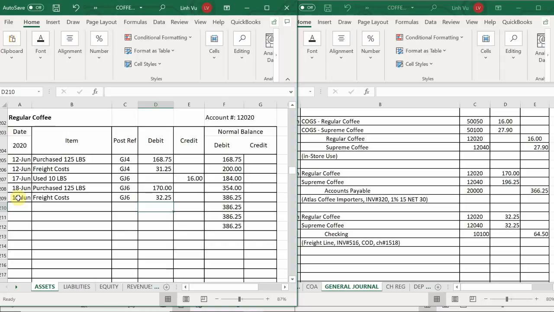Isn't the freight supposed to be credit? Why would it be credit? Because you paid it already on COD. But I paid it. I already used the credit. Right? I had to decrease my checking account in order to pay for shipping. Okay. And in this case, shipping is going to be included in the total cost of inventory. So that means I need to increase my inventory because I'm adding it to the total cost of my inventory.